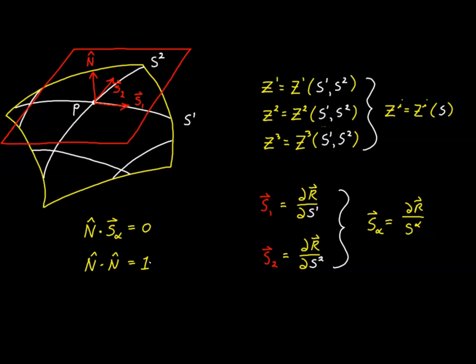Now let me point out that the easiest way to derive the normal is simply to take the cross product of S1 and S2. That'll give us a vector in this direction. Then we divide it by its own magnitude to make it a unit vector. Now we could also derive a normal by taking the cross product of S2 with S1. If we did that, we'd get a normal that points downward. Now that normal would also have these properties.